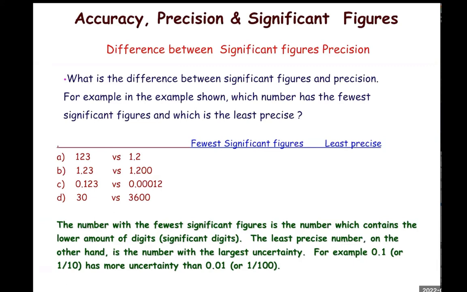Least precise is an approximation that tells you that the incremental size is bigger than more precise. More precise will be finer readings. Least precise will be bigger readings in terms of the increment. Okay, so if we have a number like 123 versus 1.2, and I ask you which of these has the fewest significant figures, hopefully you say the fewest significant figures is 1.2 because it only has 2 significant figures. But which one is least precise? Which one is going to have the more coarse reading? Well, this is to the first, this is to the 10th. So the least precise is 123 because that's plus or minus 1 versus 1.2, which is plus or minus 0.1.